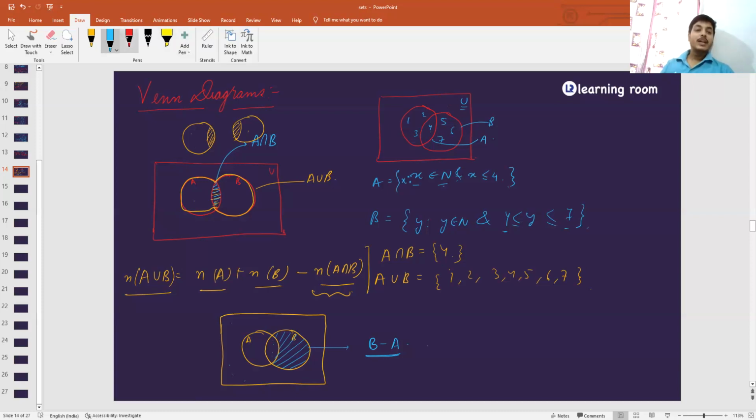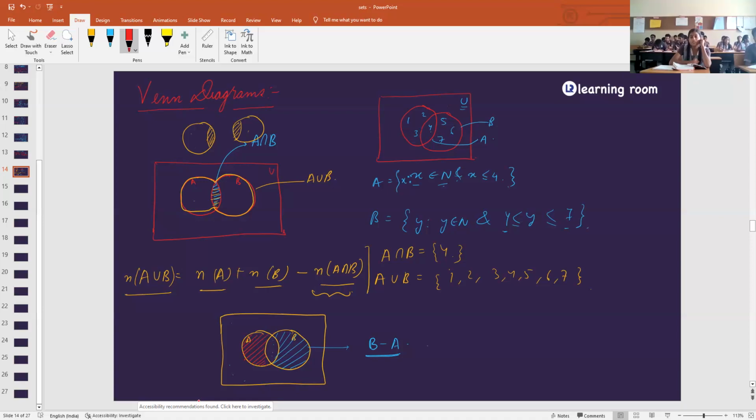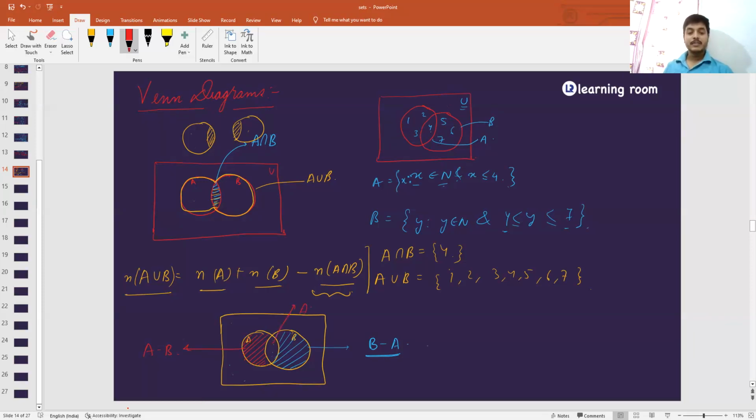In the same way, how will I write this part? A minus B. Very good. It will be A minus B. Understood? And the middle part will be A intersection B. Got it? Yes, sir. Good.